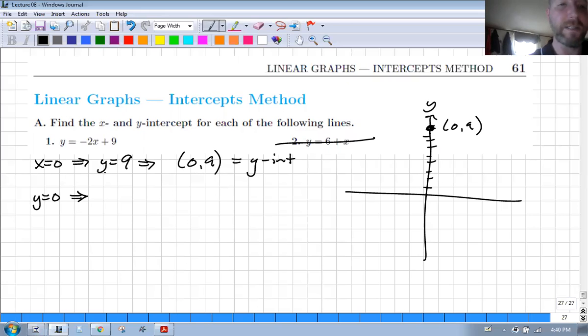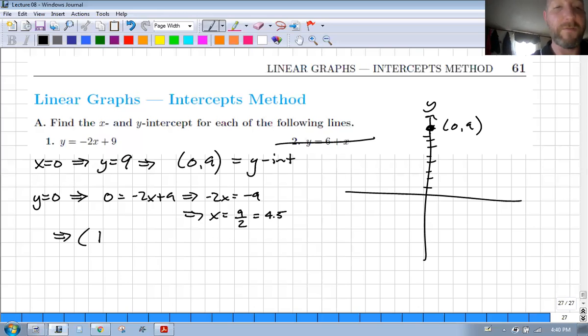And now, what if we let y be 0? If we let y be 0, boom, we got 0 equals negative 2x plus 9, or negative 2x equals negative 9, or x equals 9 halves, or 4.5. So (4.5, 0). When x is 4.5, y is 0.